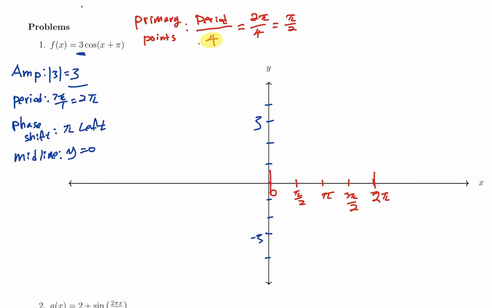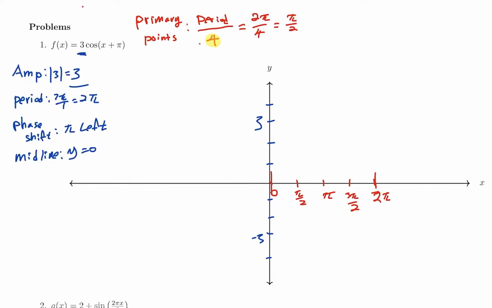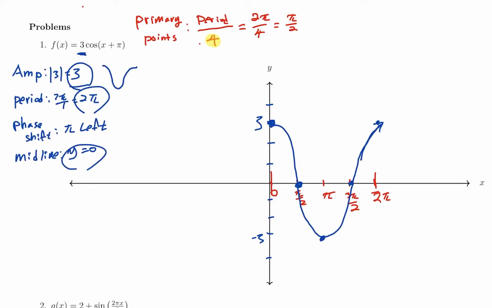Okay, so let's plot some points using these primary points. For cosine, we use these 5 points. And we know cosine has a shape something like this. Make sure to draw a curve. They're never a straight line. And again, it repeats. But we're not done yet. This graph right here only applies amplitude, period, and midline. We haven't applied the phase shift yet.